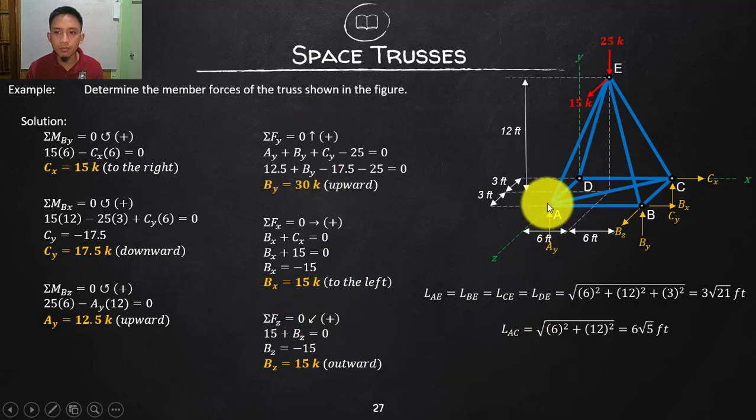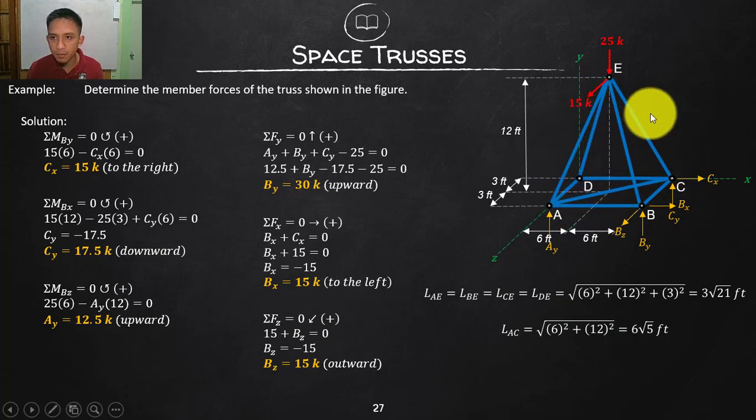Later on, we will be breaking down these inclined members, so we need to know the projections. Or rather, we already know the projections because of course these are the projections. But what we need to know are the lengths of the members. So we need to know these inclined members.